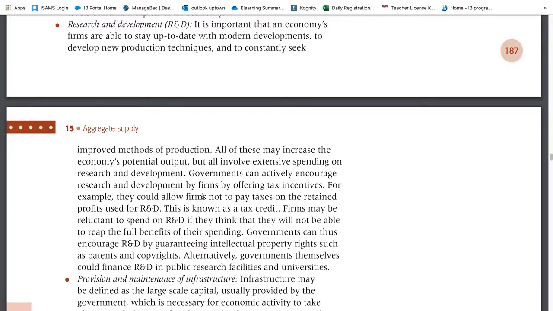Governments therefore encourage it, but they can also finance R&D themselves. Once again, this can be in the form of grants to universities or to research facilities. So either way, that's an interventionalist method for the government to light a fire for research and development.